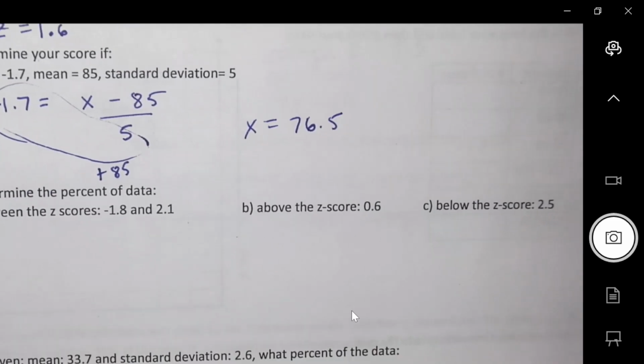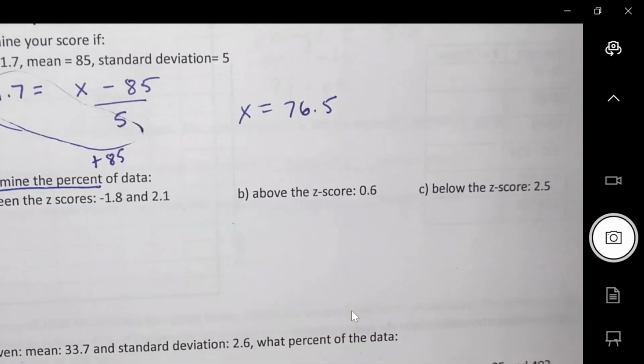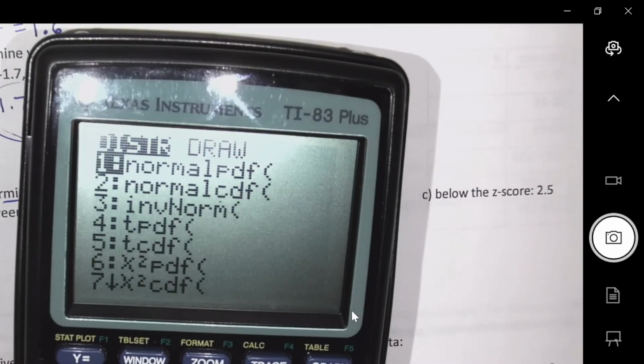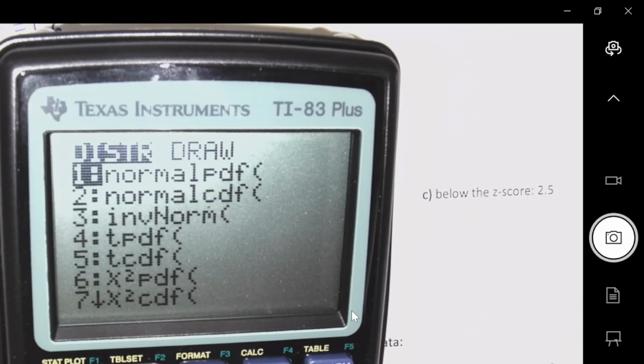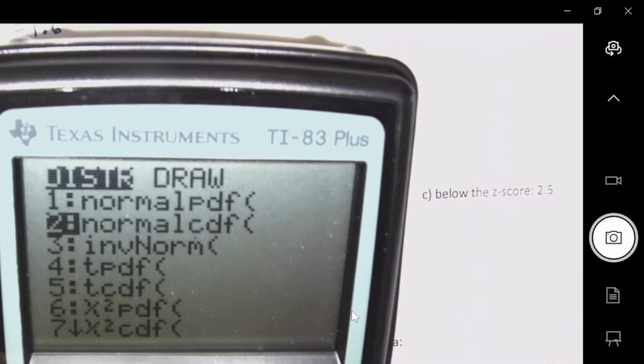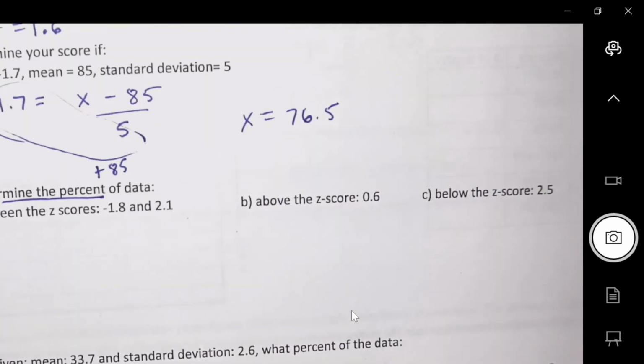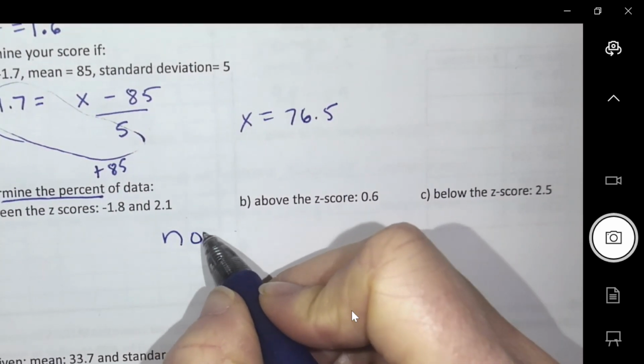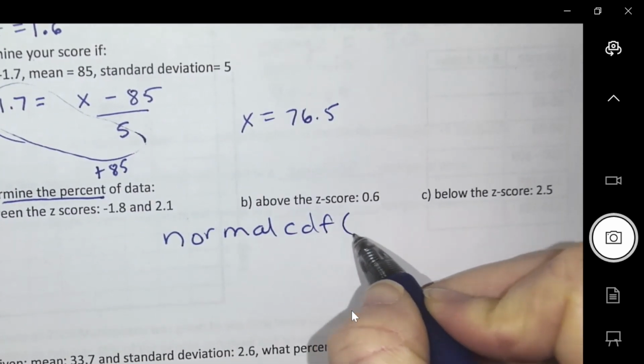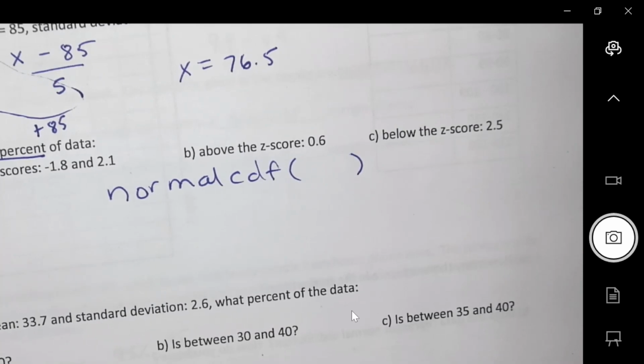Okay, number 9. Determine the percent. What do you want to use as a calculator button right now, reading that? Second vars. Distribution. Which one in the list? Determine the percent. Normal CDF. All of these questions are normal CDF. So I'm just going to write that for all of them.